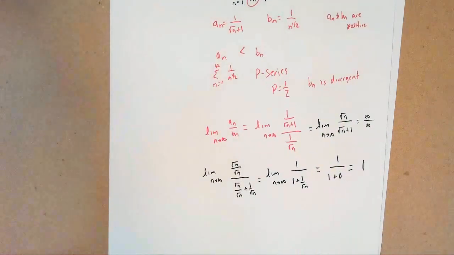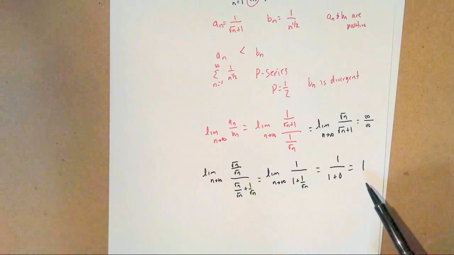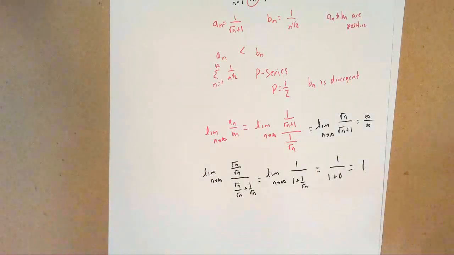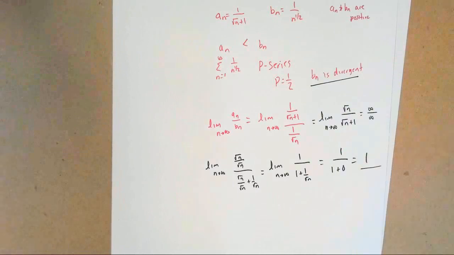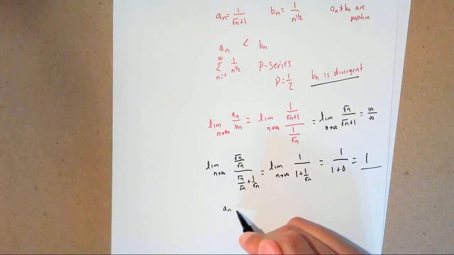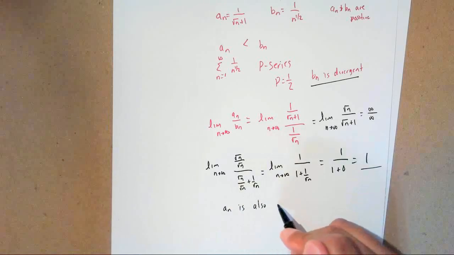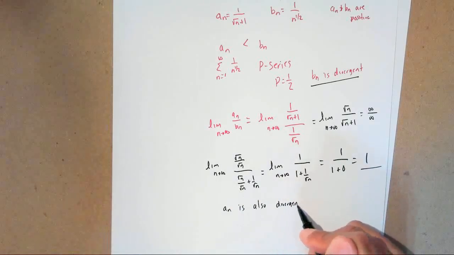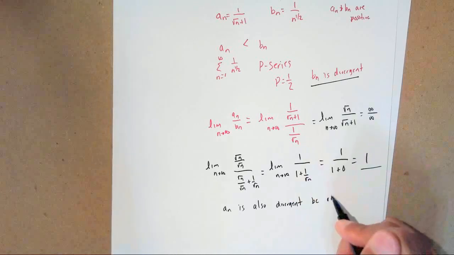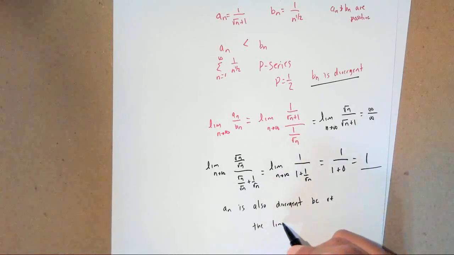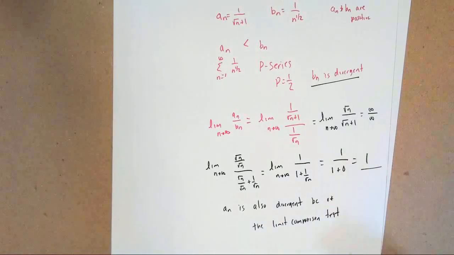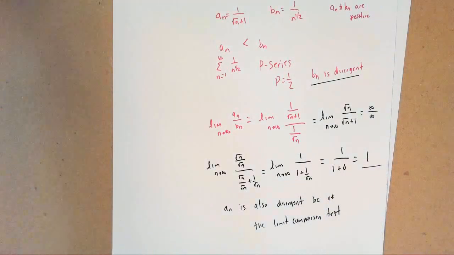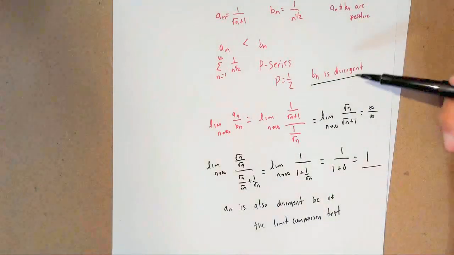The only thing that this tells me is that this limit exists. So because it exists, that means that, hey, I can now determine if this is convergent or divergent based off what I found out in my b of n. Why I said that b of n was divergent, and the fact that this exists lets me know that a of n is also divergent because of the limit comparison test.